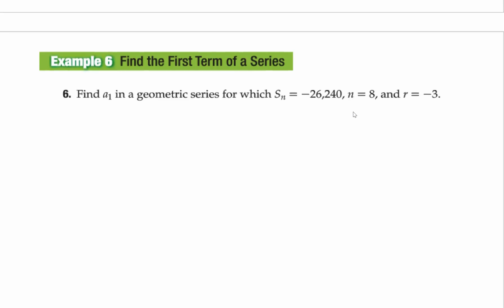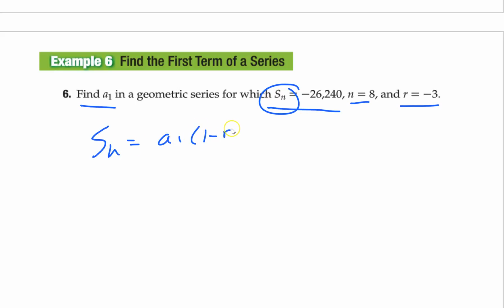Find the first term of a series. So look what's going on here. They want you to find A1 and they tell you the sum of the series is this, and is that in R3, right? Well, I have the sum, so let's use the sum formula. Now let's plug in what we have. We have the sum is negative 26,240. The first term is the thing I don't have. I do have R is -3 and N is 8.